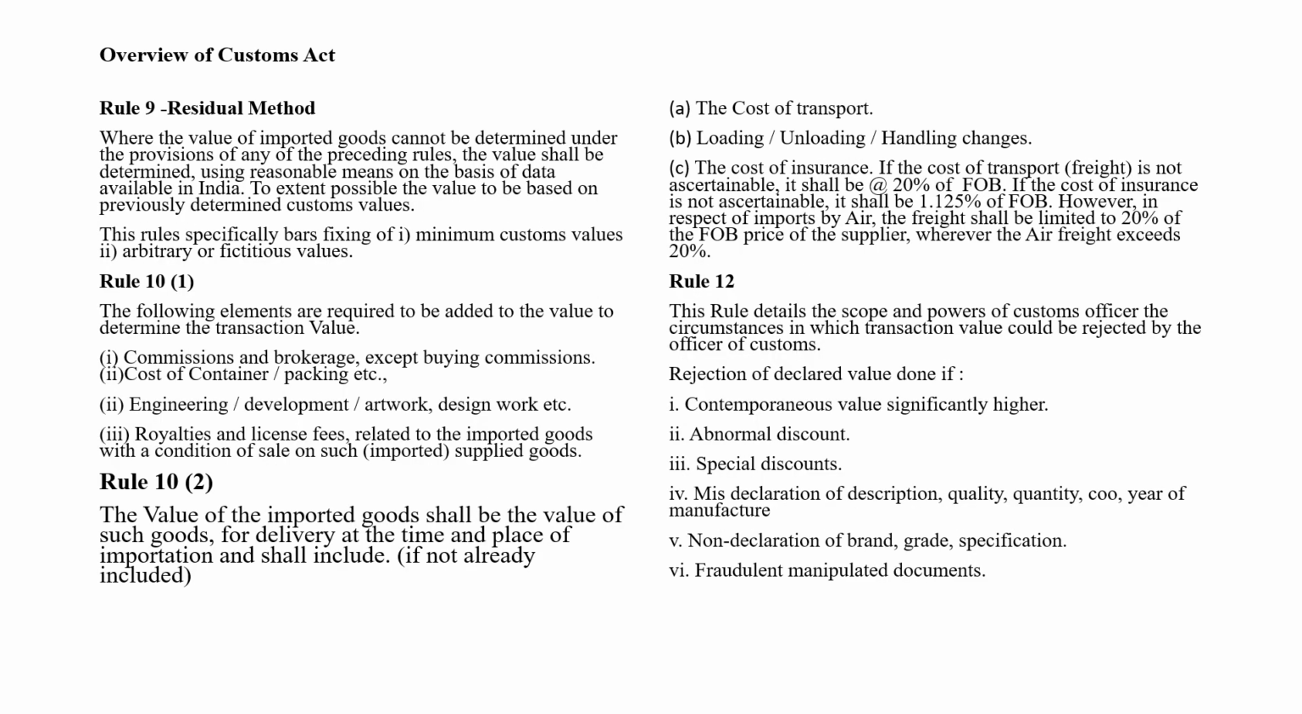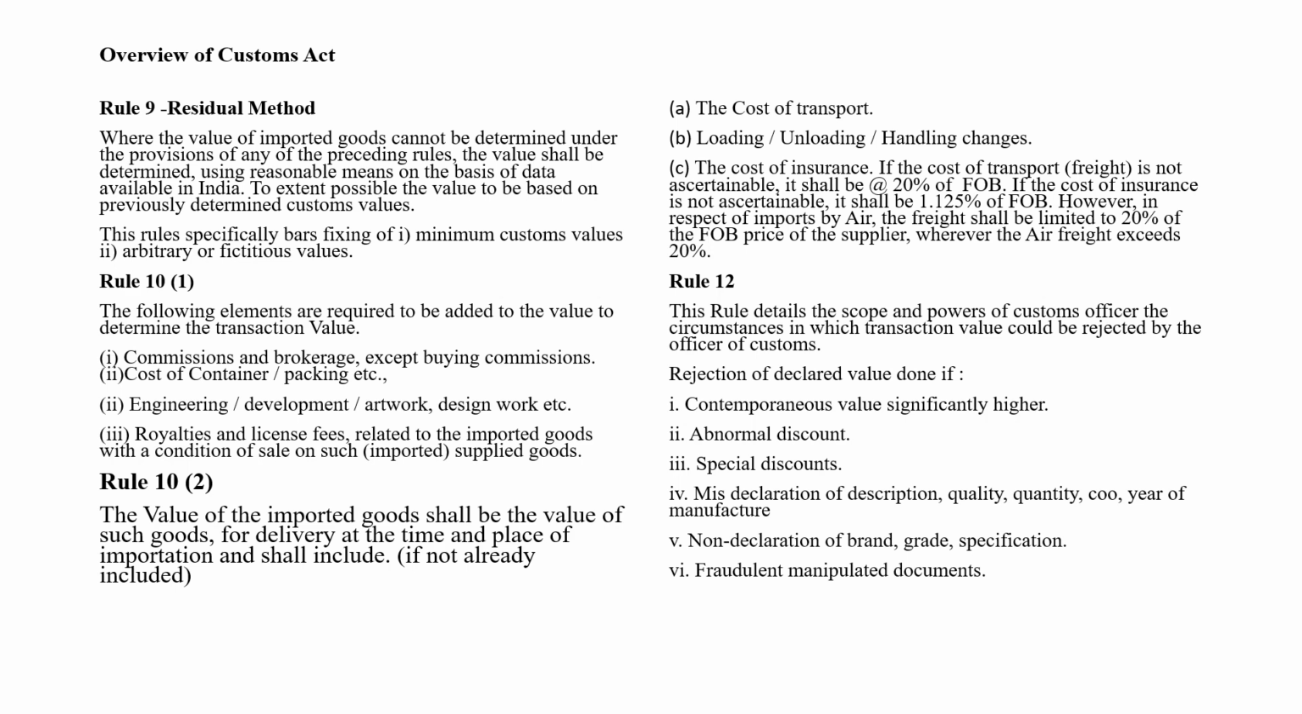So now come to Rule 9, where the value of imported goods cannot be determined under the provision of any of the preceding rules. The value shall be determined using reasonable means on the basis of the data available in India. To the extent possible, the value to be based on previously determined customs values. This rule specifically bars fixing of, first, minimum customs value and second, arbitrary or fictitious value.